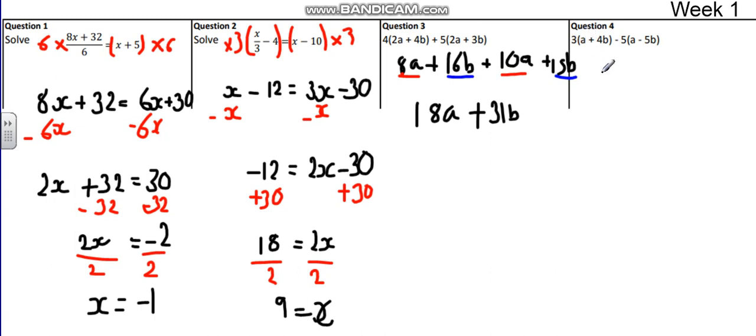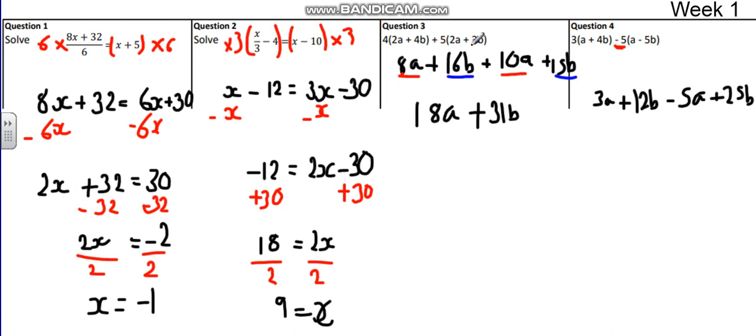So 3 times a is 3a, 3 times 4b is 12b. Now here I need to be a little bit careful because it's the minus 5 that I'm multiplying by. So minus 5 times a is minus 5a. Minus 5 times minus 5b is plus 25b. Okay, so minus times a minus is a plus.